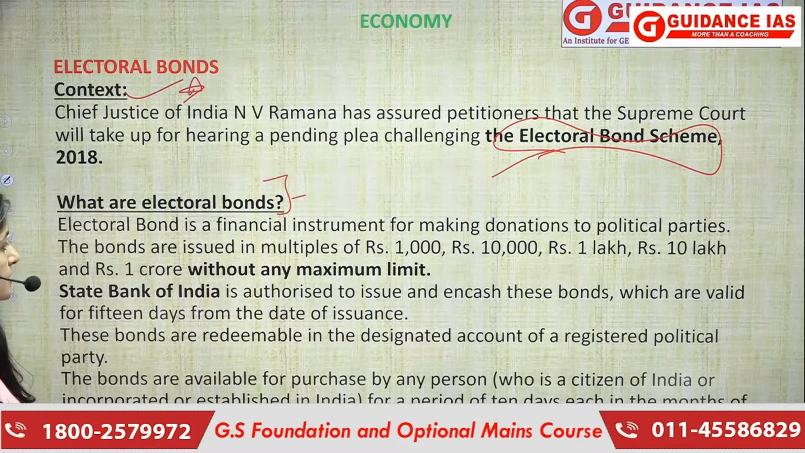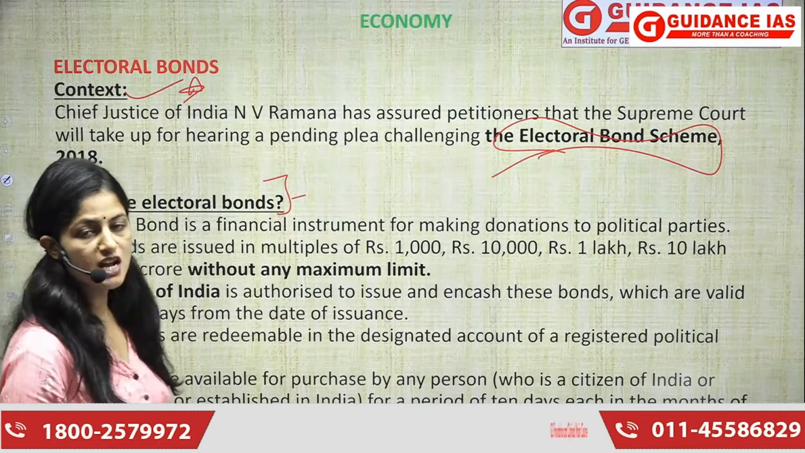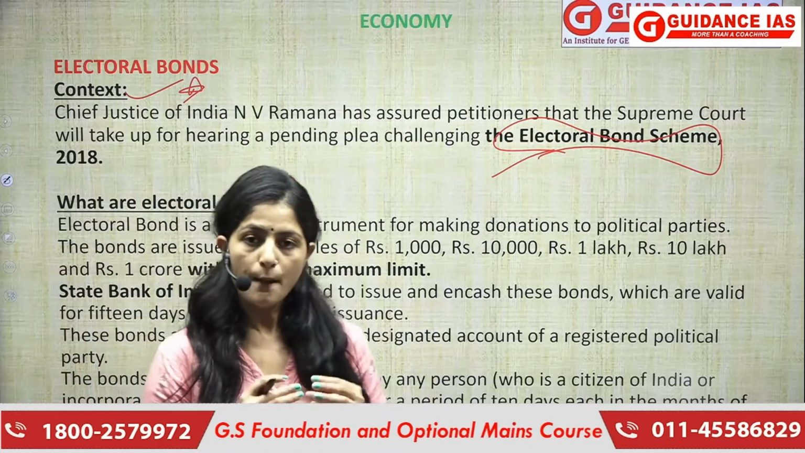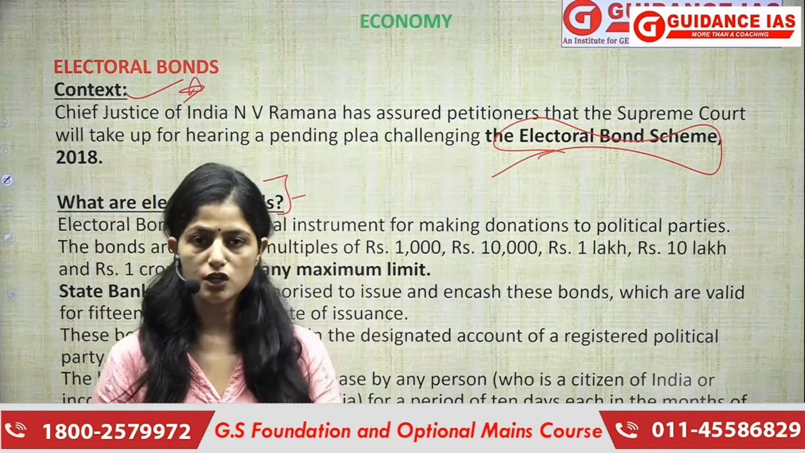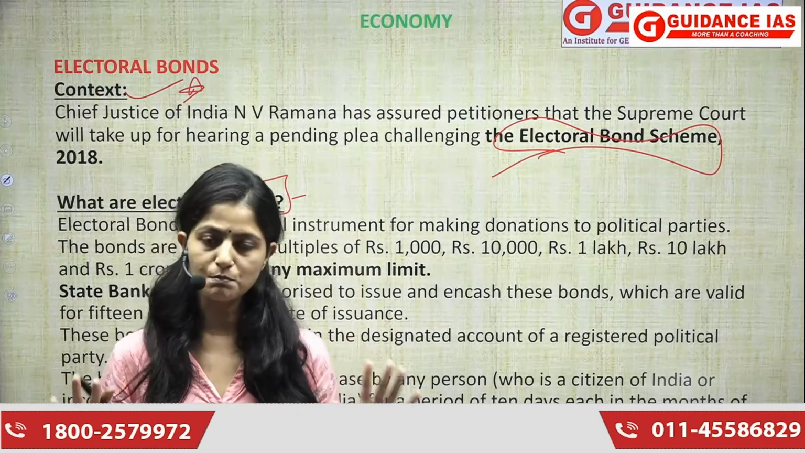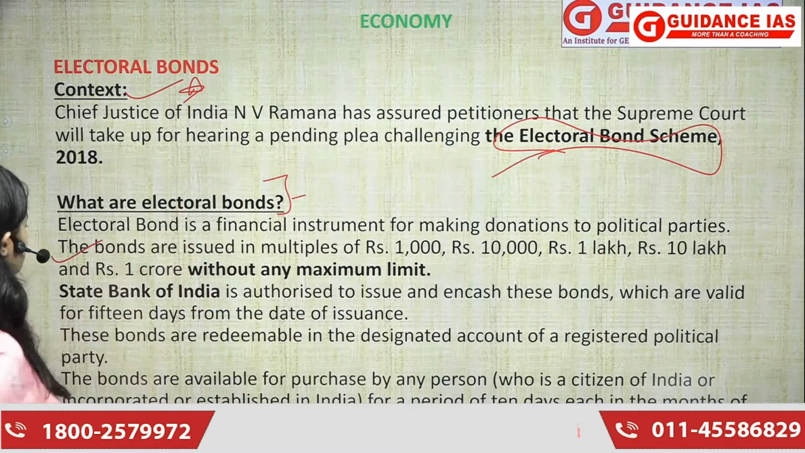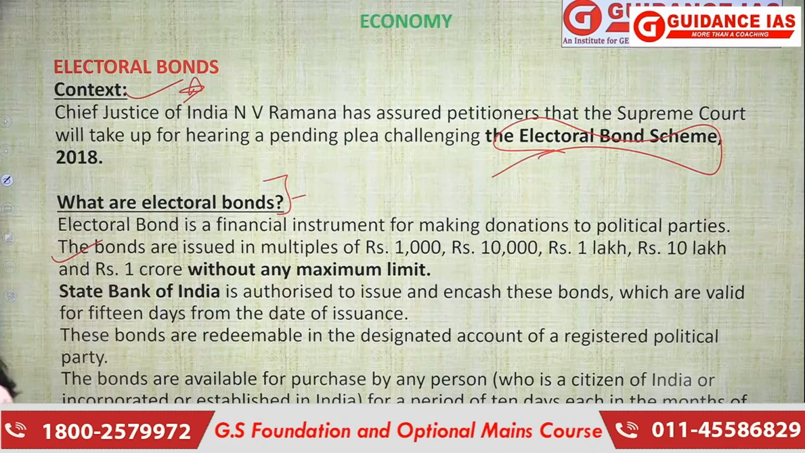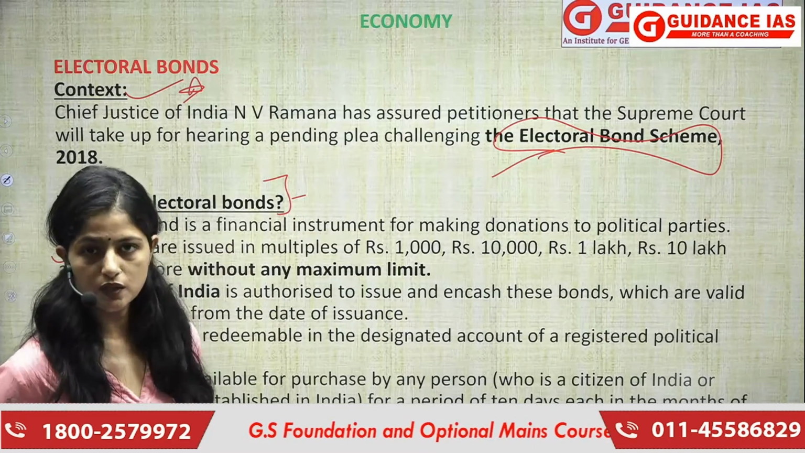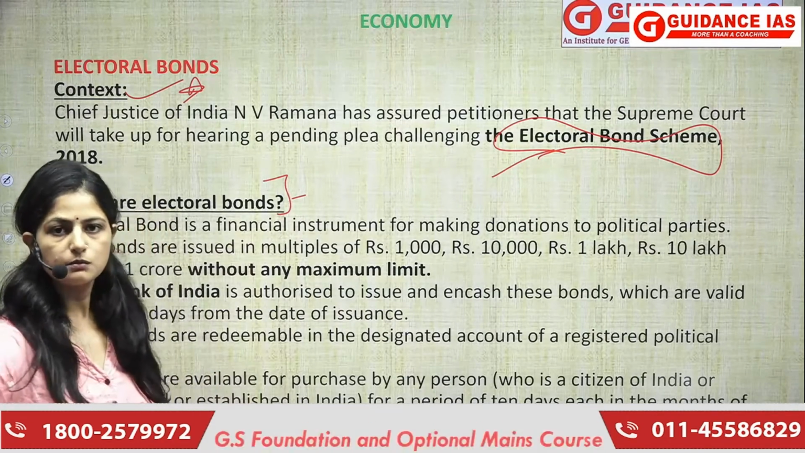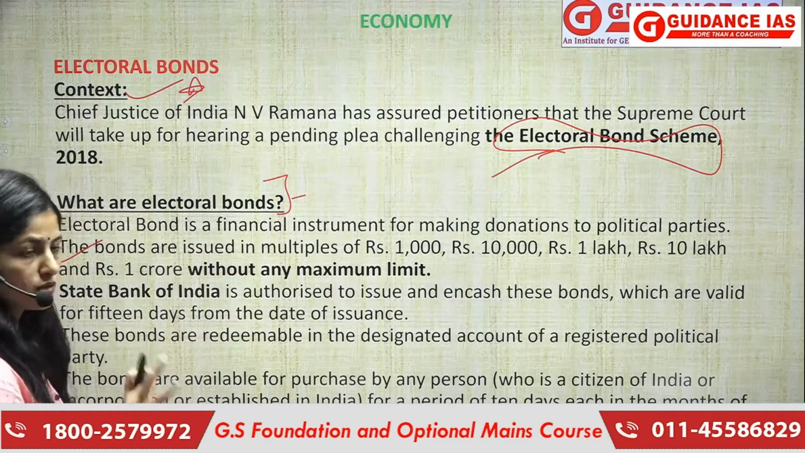So electoral bonds, in simple language, it is basically ये एक financial instrument है through which we can give money or make donations to the political parties. That's the simplest definition you'll ever find. Okay? Next feature of electoral bonds is that they can be issued in multiples of 1,000, then 10,000, 10 lakh, and so on, right? And there is no limit to it.